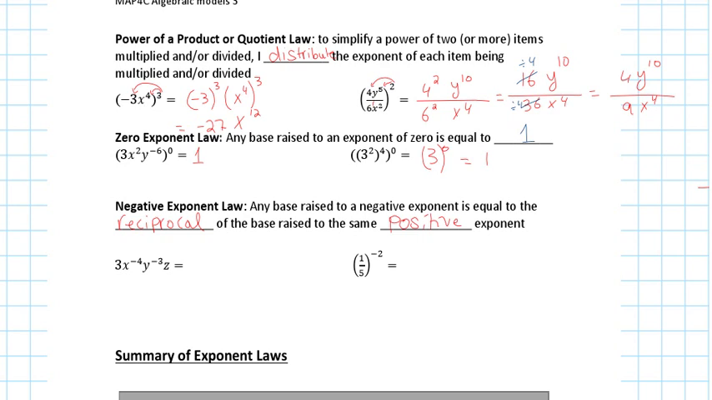Which means if I have x to the power of negative 4, that's the same thing as 1 over x to the power of 4. So I flip my base. Now, why is it 1? Because anything that doesn't have a denominator has a denominator of an invisible 1. So what happened here is I flip it, and it becomes 1 over x to the power of positive 4.